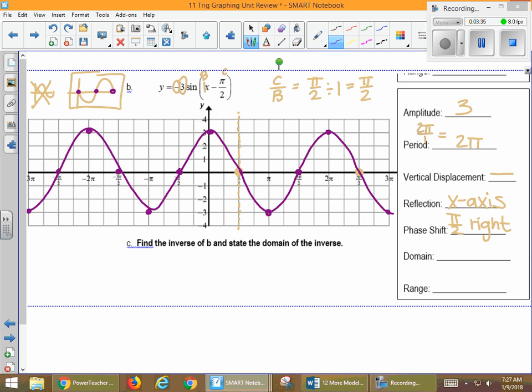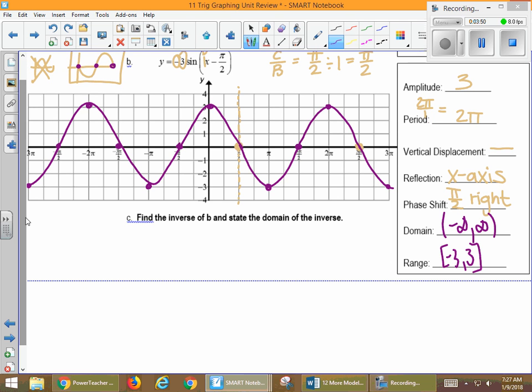All right, our domain is all reals. And our range is -3 to 3. Part C says find the inverse of B and state the domain. So I'm just going to recopy our function there. The function we're working with is y equals -3 sine of x minus pi over 2.